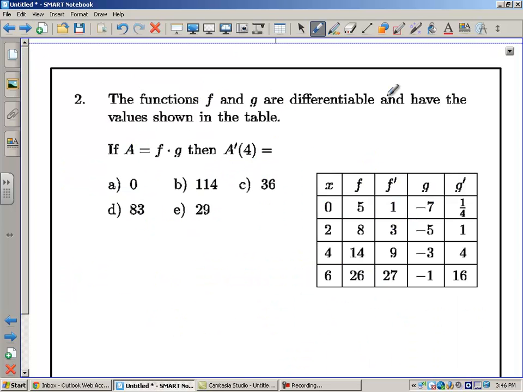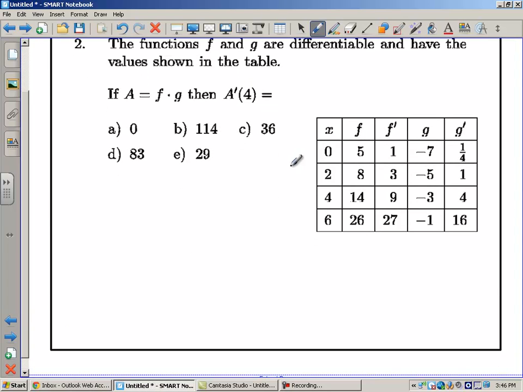The next example is I've got some function a that's the product of f and g, and I have to find a prime at 4. And I don't have any information about a over here. And I'm supposed to find the derivative of a at 4. So here I'm forced to use the product rule. So let's find out what a prime is. A prime is the first function times the derivative of the second plus the second function times the derivative of the first. And we want to find a prime at 4.